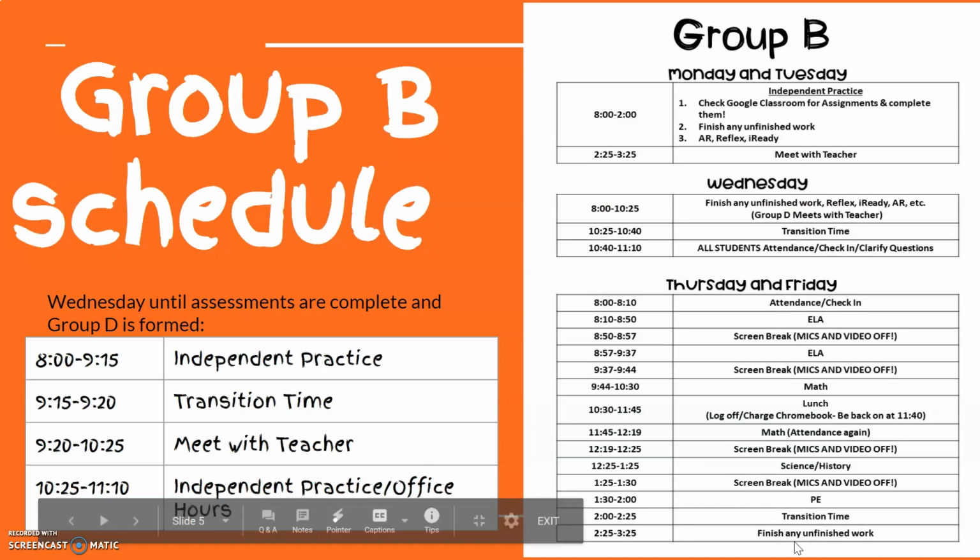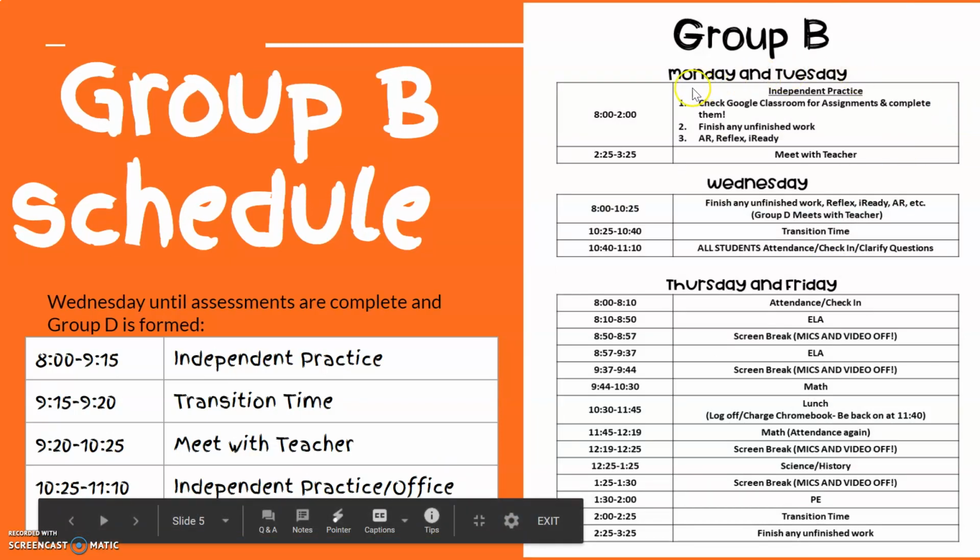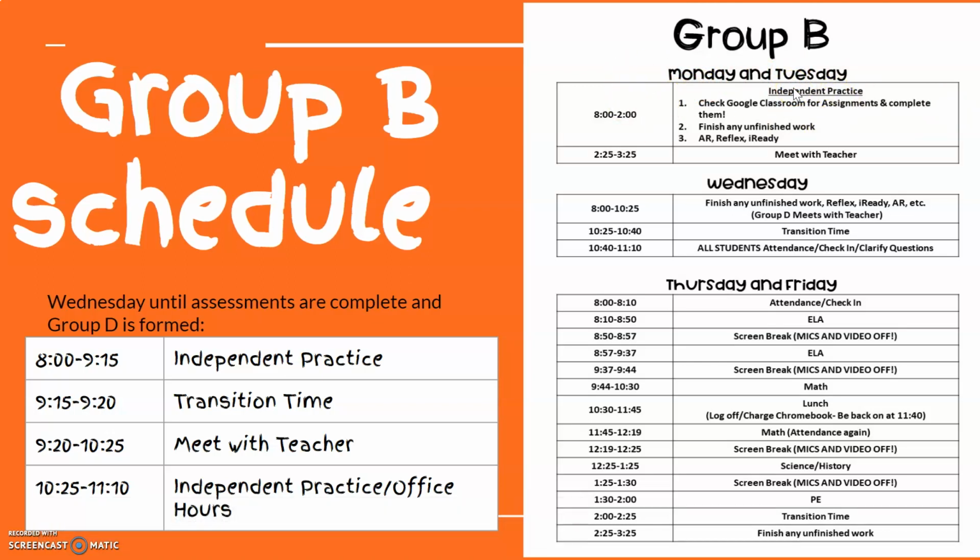Group B is basically the opposite of Group A. So Group B, you have your independent days of assignments that are posted, finishing work, intervention type programs from the district. That'll be your Monday and Tuesday. Okay, so from 8 o'clock to 2 o'clock working on whatever's posted online and any unfinished work you may have. Then on Monday and Tuesday, you'll meet with me from 2:25 to 3:25.